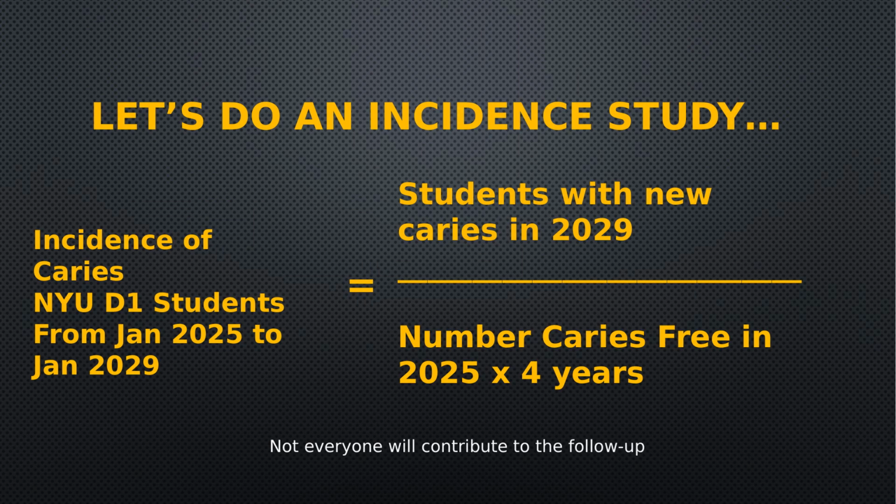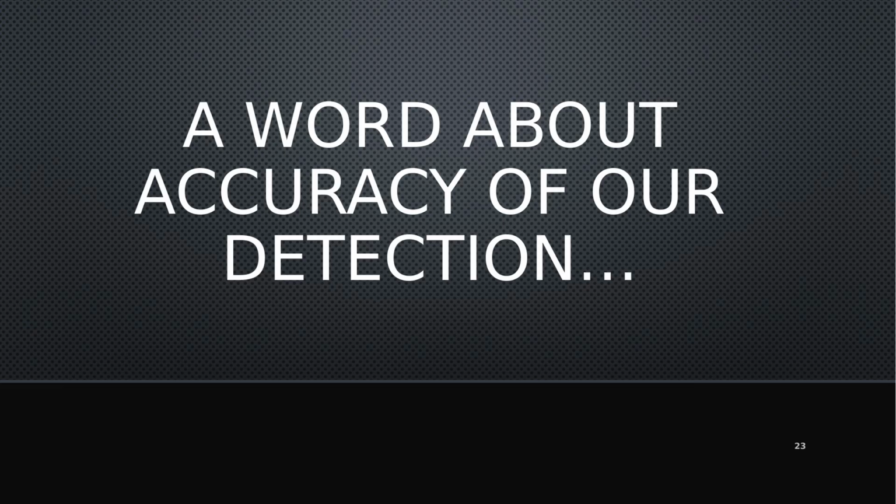Incidence of caries here means how many new cases of dental caries appear over the D1 cohort's 4 years. We calculate it by taking the number of students with new caries in 2029 and dividing that by the number who were caries-free in 2025, multiplied by 4 years of follow-up. Note that some students won't complete follow-up, which affects the final estimate. Our detection of caries achieves high precision in typical conditions, but it is not perfect.